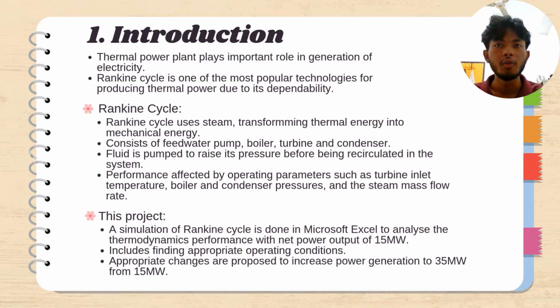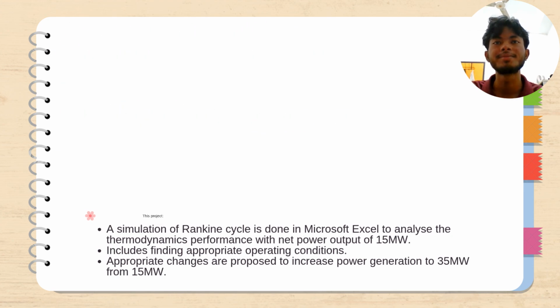In this project, we used Microsoft Excel to simulate a 15 megawatt Rankine cycle and analyze its thermodynamic performance. After that, we proposed suitable modifications to scale up the system from 15 megawatt to 35 megawatt.